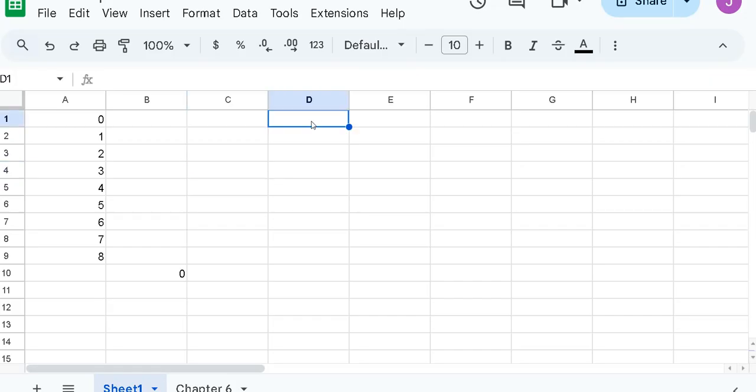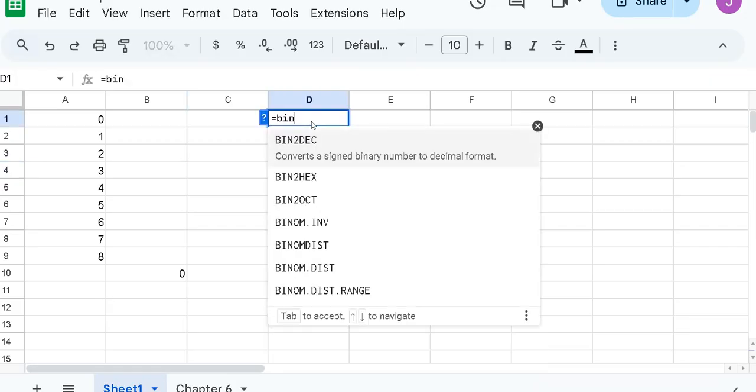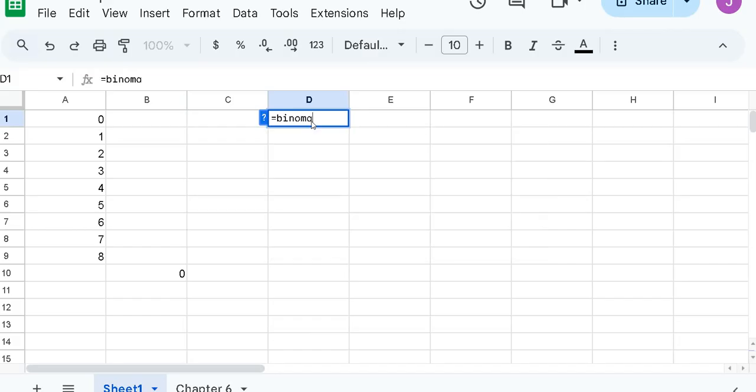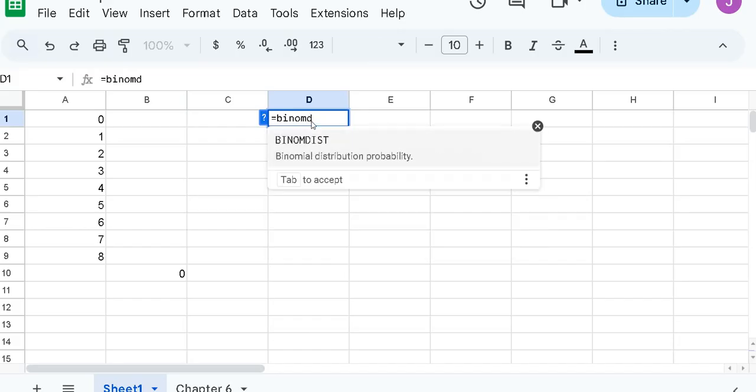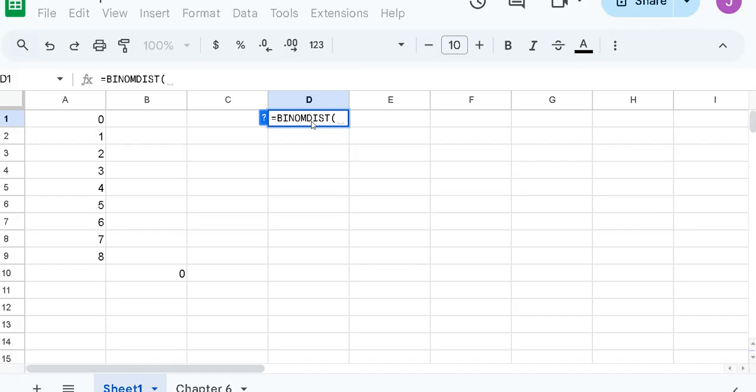So equals, all your commands start out with equals, binom distribution. Once you see that it recognizes your command, hit the tab. We want 3, 8, 0.63, false. And you should get about 9.7%.